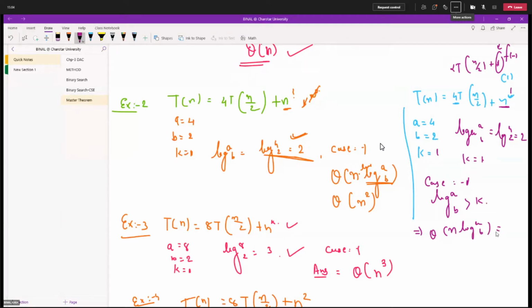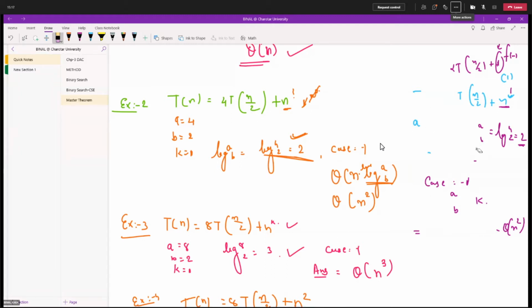So what is the value of this? It is 2, so n square, it is in the power. Okay, so again we worked with case 1. Let's take one more thing.